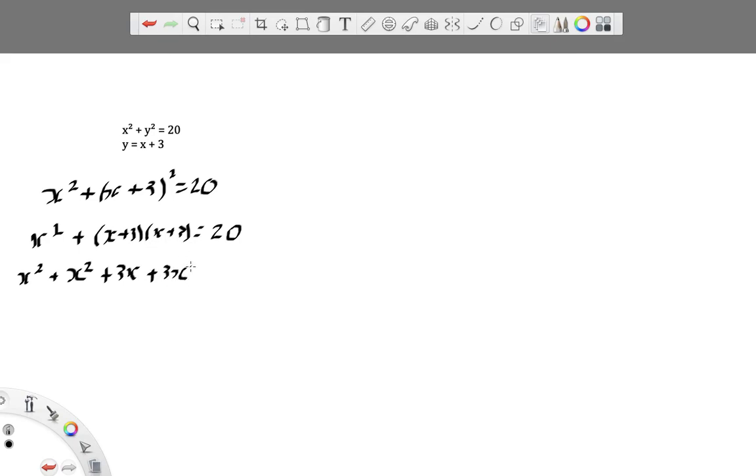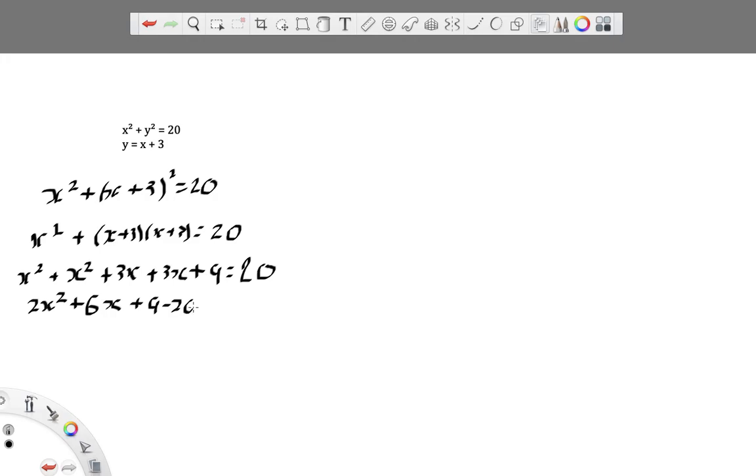And then 3 times 3, which is positive 9. And that's all equal to 20. Okay, so what do we do from here? Well, we start collecting like terms. So we've got x squared plus x squared, well, that's 2x squared. We've got 3x plus 3x, well, that's 6x. We've got plus 9 at the end. Then obviously we can bring this 20 across, so our equation then is equal to 0.